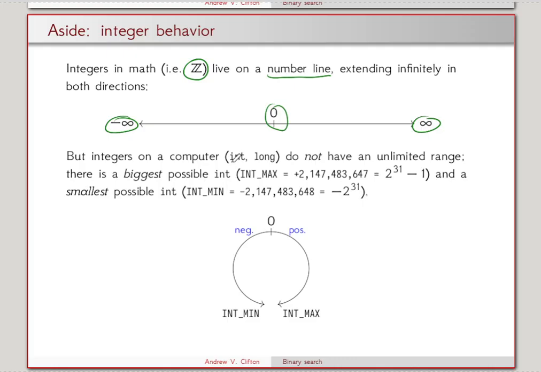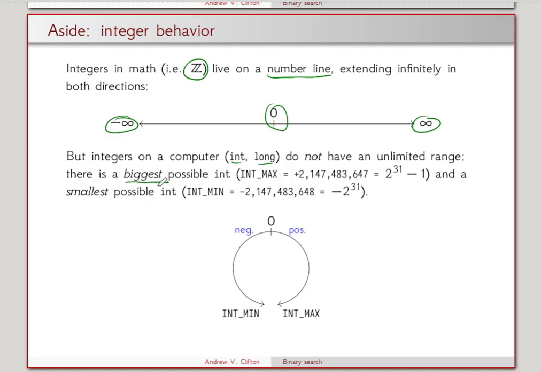But integers on a computer, like int or long, don't have an unlimited range. An int is a fixed-size thing. For us, it takes up 4 bytes, four memory addresses. And if you have a fixed-size thing, that means it has a limited range.